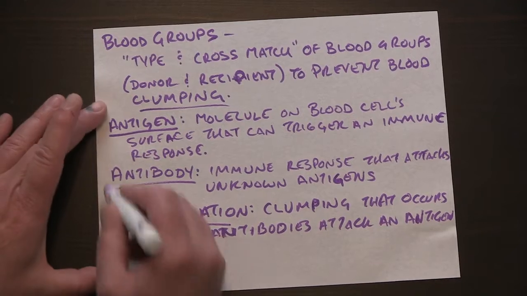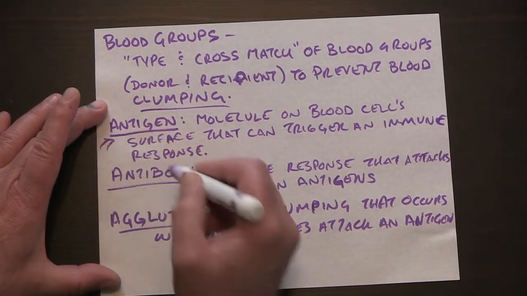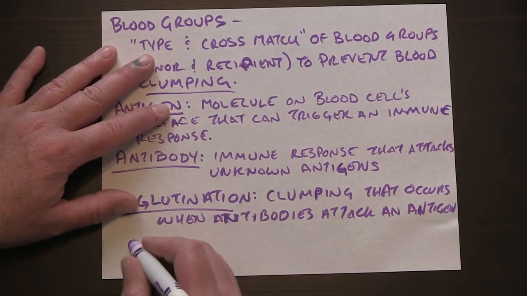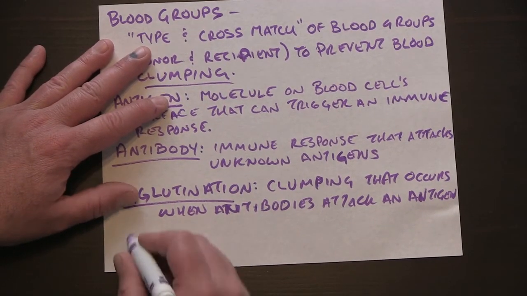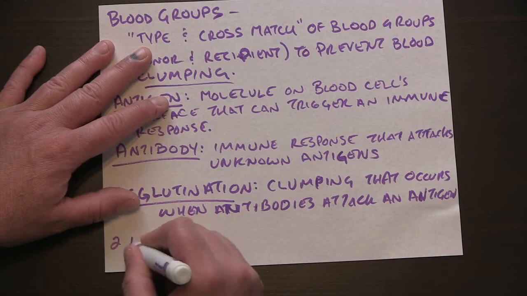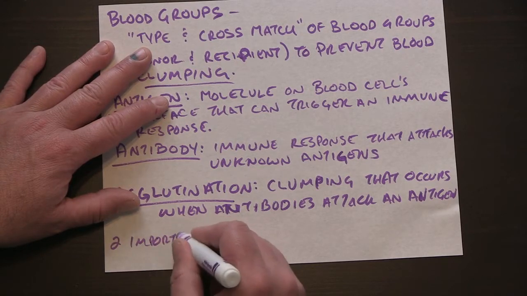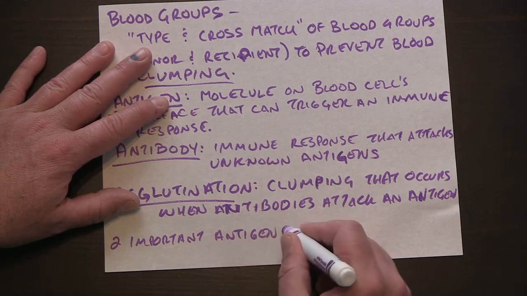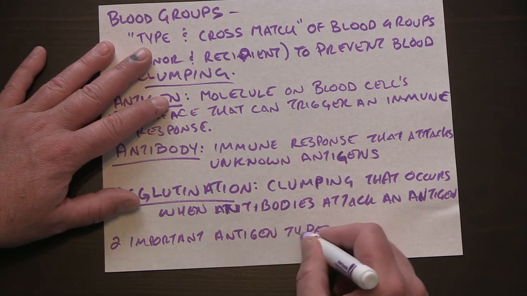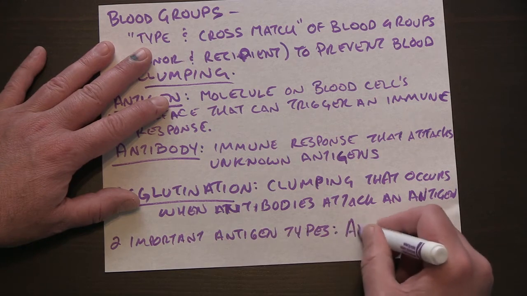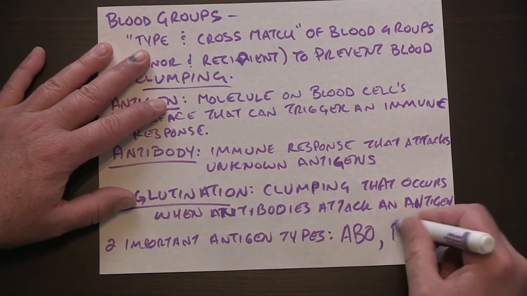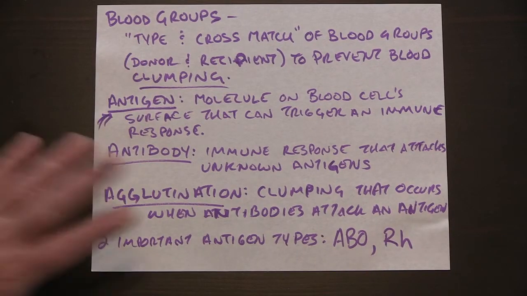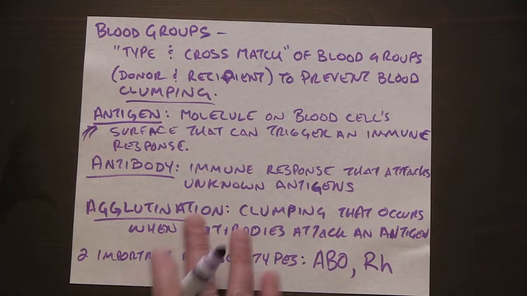Of the 32 known antigens that are on the surface of red blood cells anyway, there are two that are important, and I'm sure you're familiar with them. So two important antigen groups or antigen types. You have what's known as the ABO and then also the Rh that are important for typing and cross-matching.